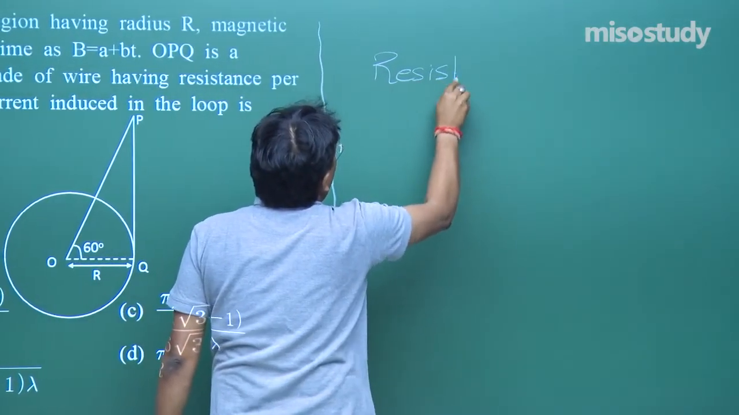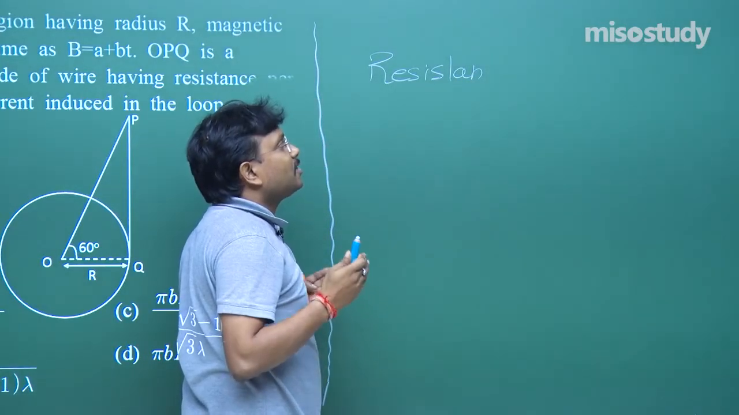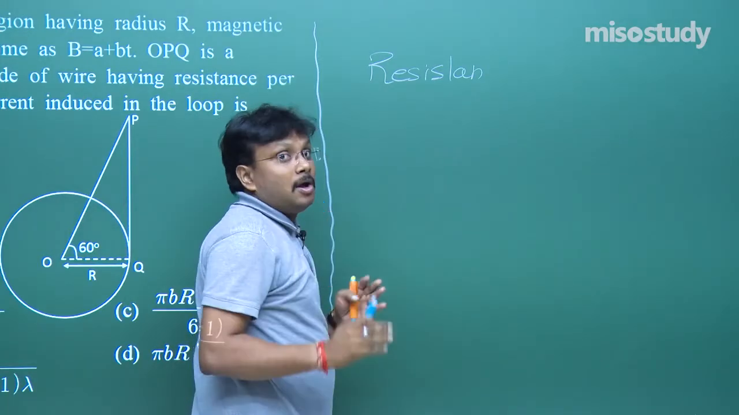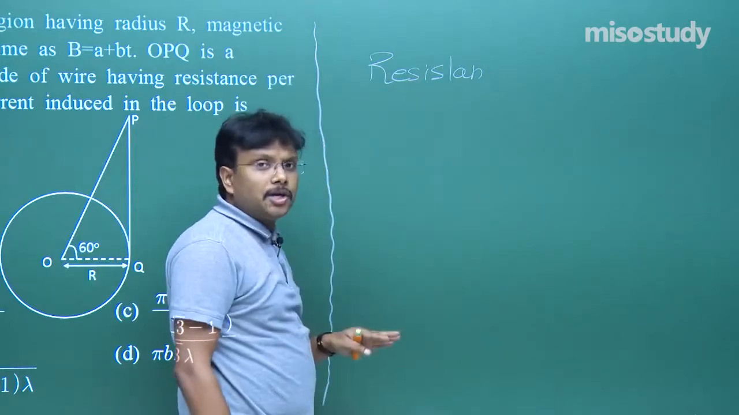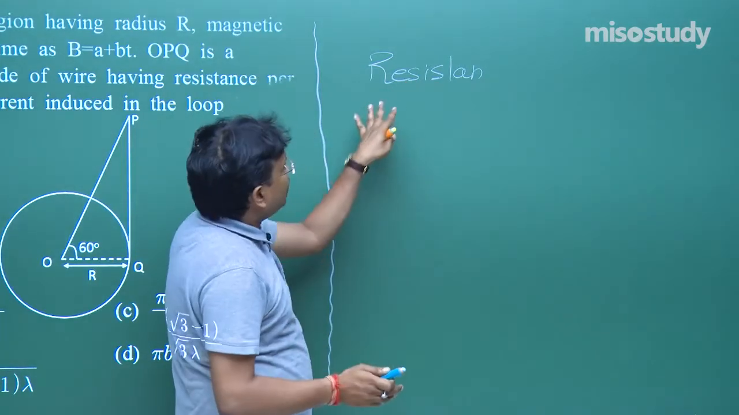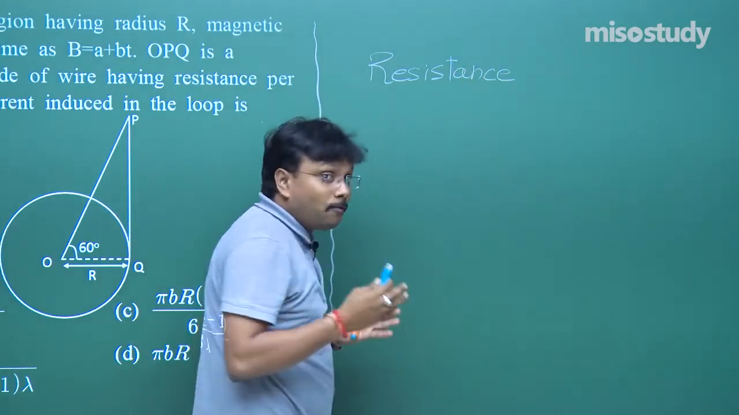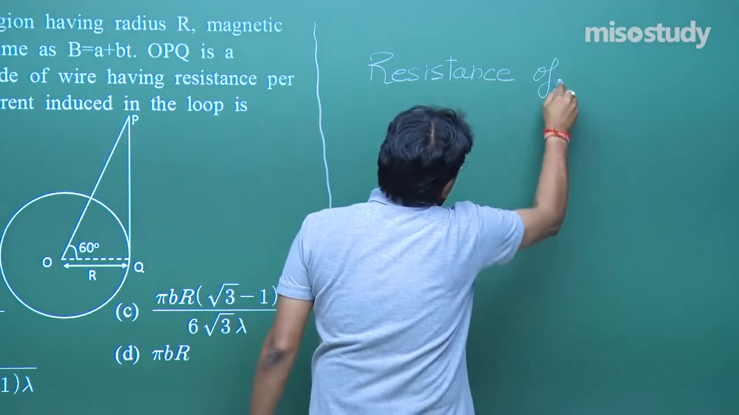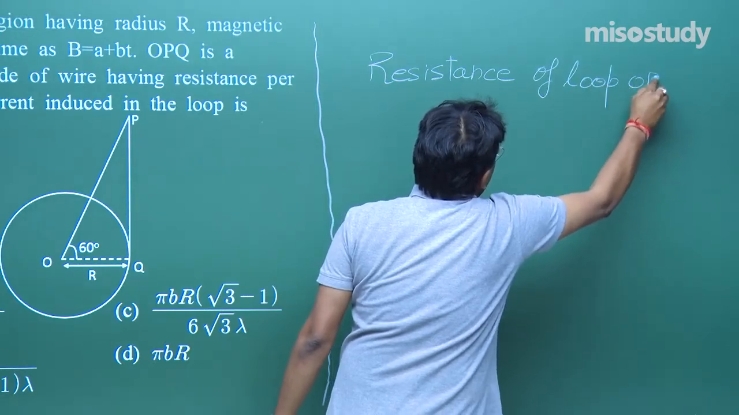Now resistance. I am trying to make these explanations as simple as possible. In this particular question, whatever I mention using basic algebra, you will say, oh, no problem in that, fine. Now resistance of what? Resistance of loop OPQ.